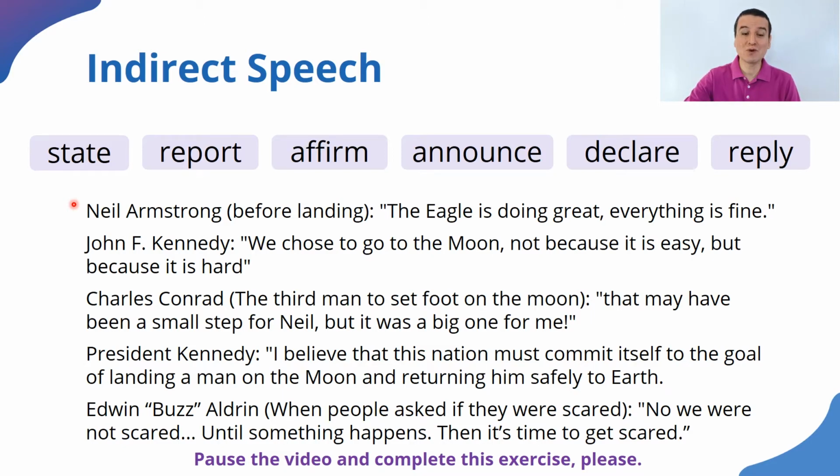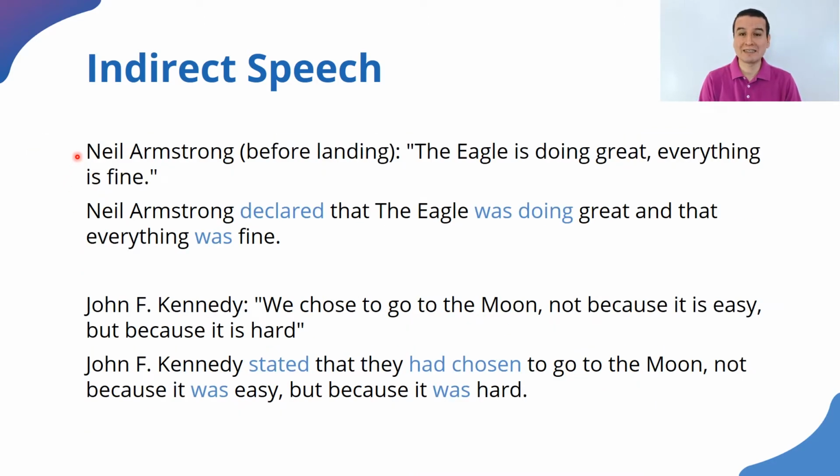Excellent. Thank you very much for completing the activity. So let's look at the answers that we could have for this activity. Remember, we are reporting on something that people said. We could say, Neil Armstrong declared, we could say any other thing, but declare could be there. So remember, any of those verbs could go there. Said, affirmed, announced. All right. Neil Armstrong declared that the eagle was doing great and that everything was fine. All right. Why? Because the original was the eagle is doing great. So we transform that into the past tense.